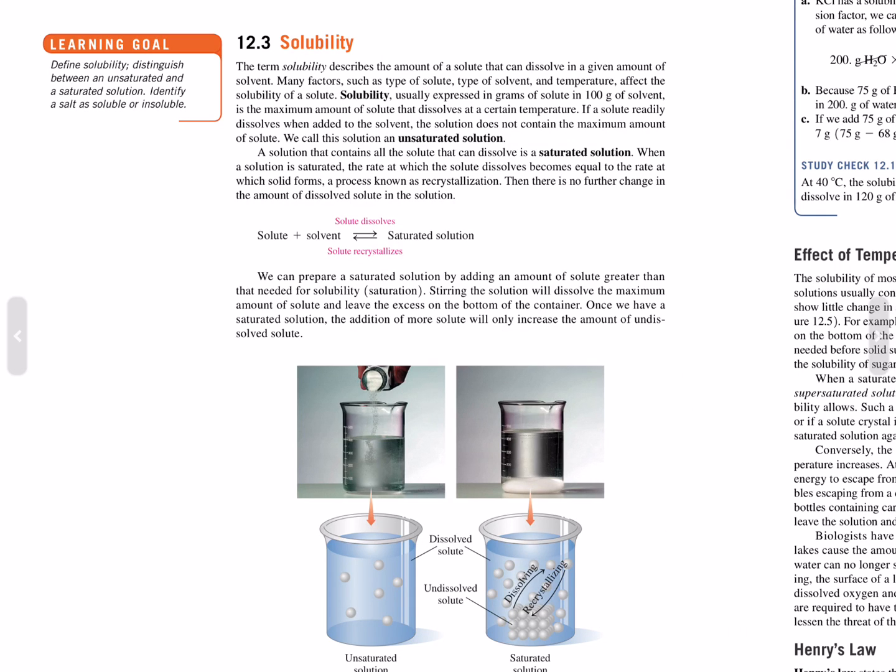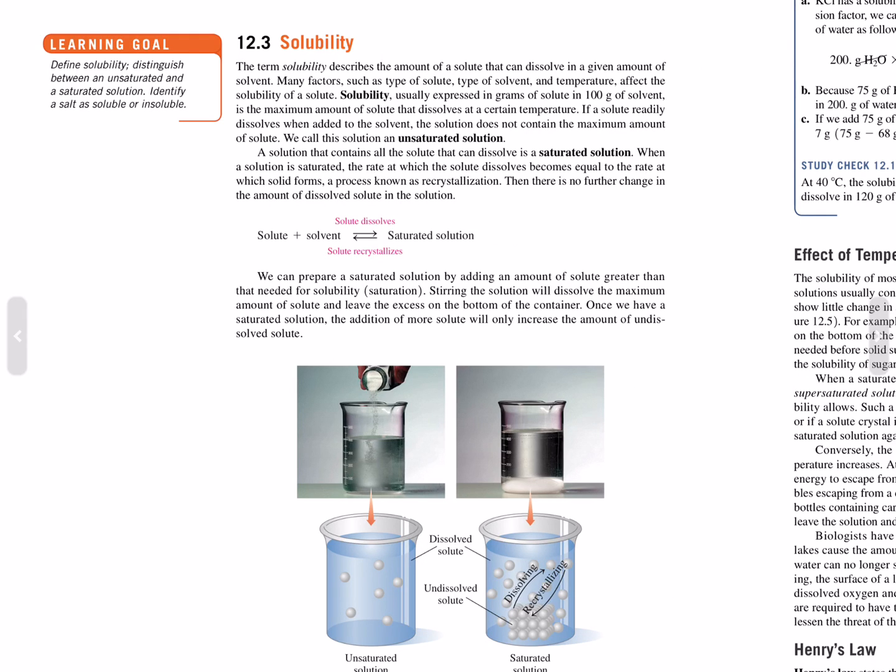Solubility, usually expressed in grams of solute in 100 grams of solvent, is the maximum amount of solute that dissolves at a certain temperature. If a solute readily dissolves when added to a solvent, the solution does not contain the maximum amount of solute. We call this an unsaturated solution. A solution that contains all the solute that it can dissolve is a saturated solution.